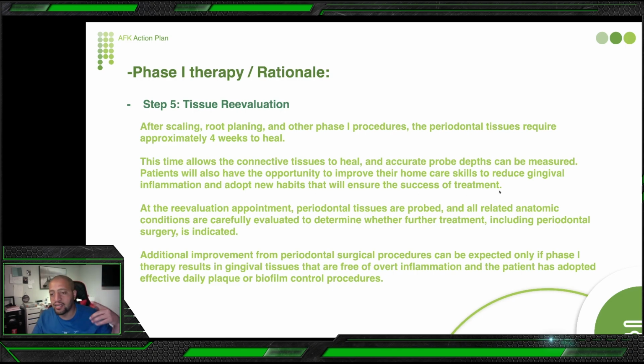As we said before, plaque is the criminal here. At the re-evaluation appointment, periodontal tissues are probed and all related anatomical conditions are carefully evaluated to determine whether further treatment, including periodontal surgery, is needed. So now we're going to the real deal. Additional improvement from periodontal surgical procedures can be expected only if phase 1 therapy results in gingival tissue that is free of overt inflammation and the patient has adopted effective daily plaque and biofilm control procedures.